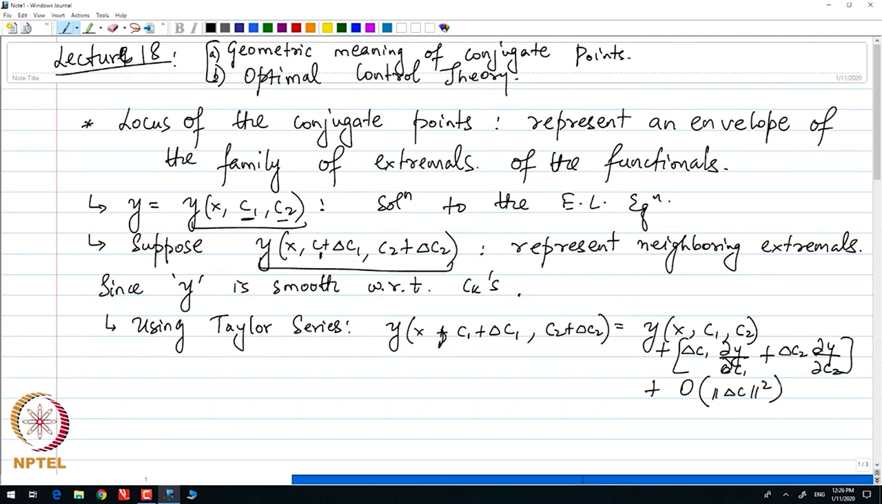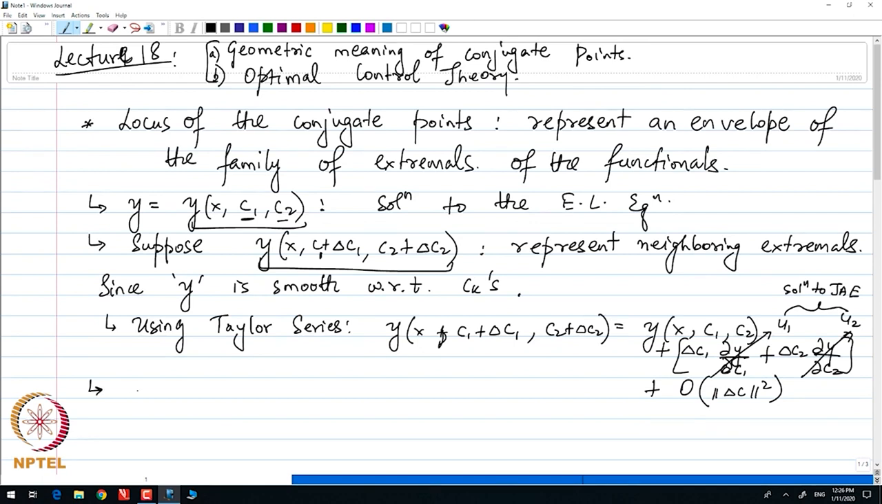Notice that from our previous lecture, we know that this variation of y with respect to the first constant is our solution to the Jacobi accessory equation, and similarly with respect to c2 is the second solution. So, these u1 and u2 are the solutions to the Jacobi accessory equation, as we have seen in our previous lecture. And now I want to see what is the effect of these conjugate points on these family of extremals.